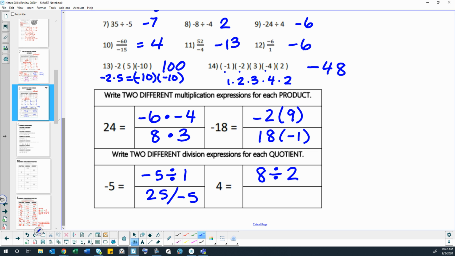Just for sake of variety here, I'm going to throw in a problem with 2 negatives. A negative 16 divided by a negative 4, so that my negatives cancel out and I get a positive 4. So I'm looking for problems that would divide out to get a positive 4.